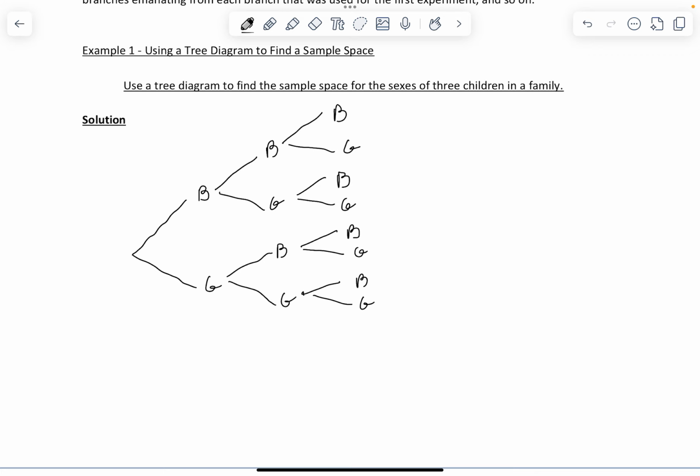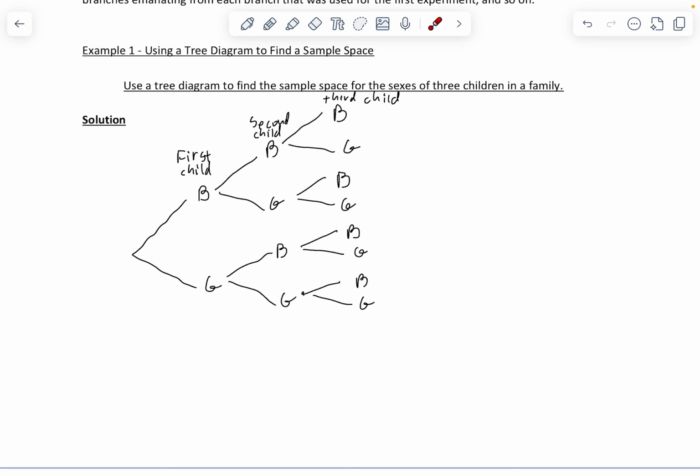Okay, so this is the set of branches for the first child. And then the second child. And then up here, third child. Okay. And if I trace through the branches, all the different pathways in this tree diagram, I end up with my sample space, all the possible outcomes.